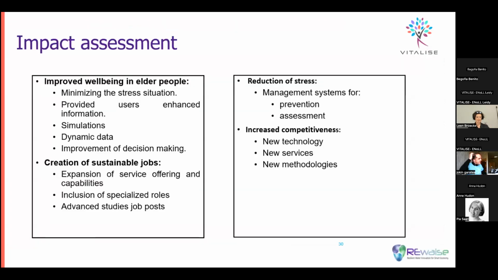So the impact assessment, finally, on these social, let's say, inputs and results were: improve well-being in elder people in the concrete project that we'll see, minimizing the stress situation, provide user-enhanced information, simulation, dynamic data, improvement of decision-making. We create sustainable jobs, expansion of service offering and capabilities, inclusion of special roles, advanced studies.